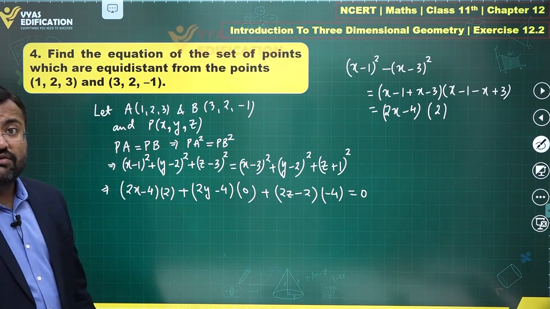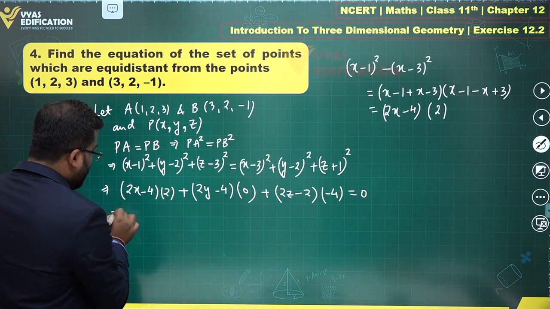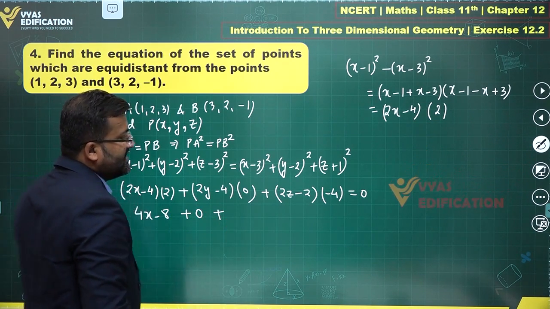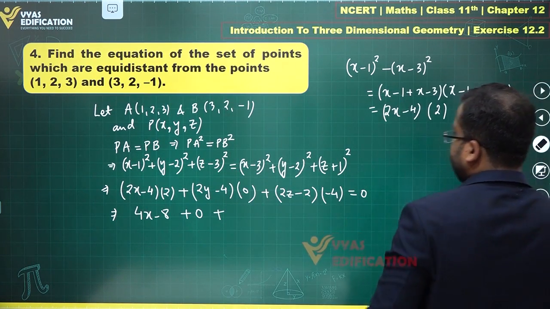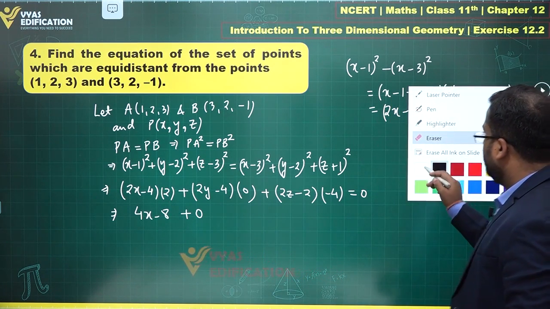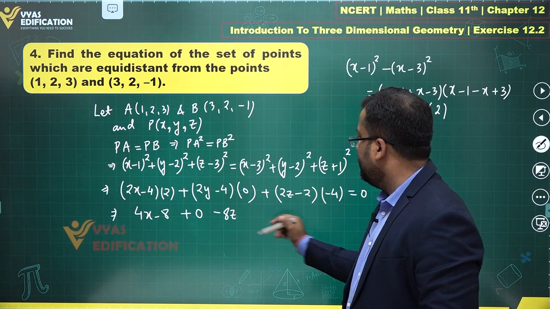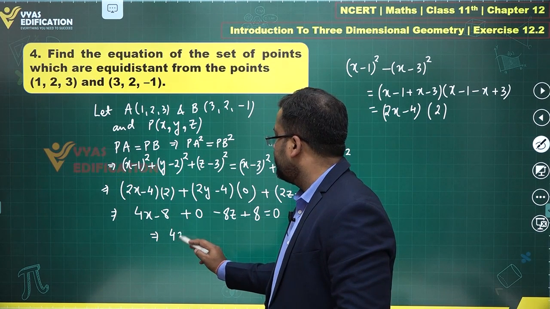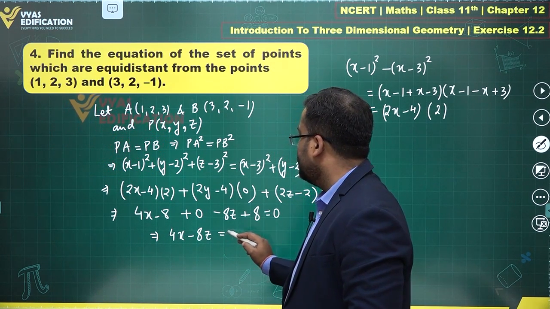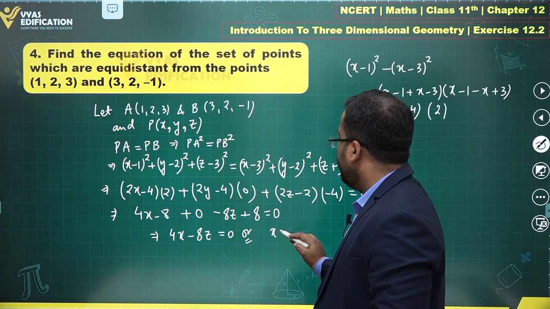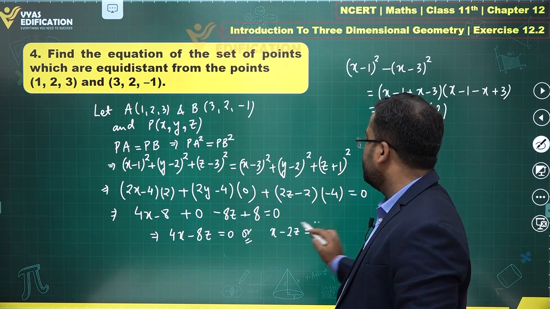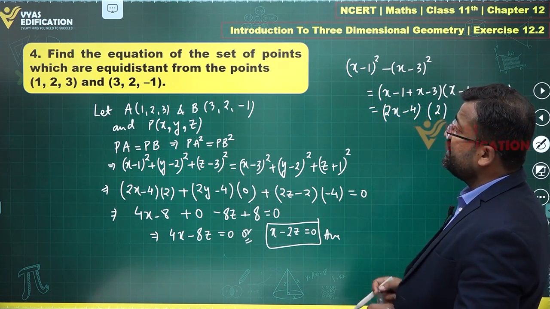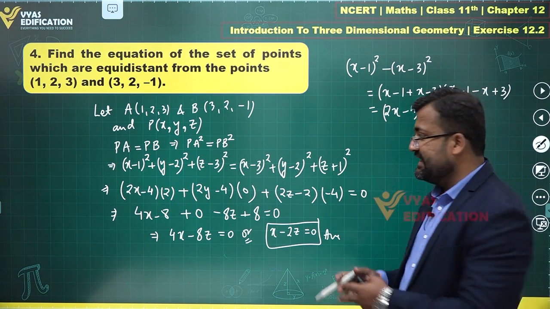That's what you get. So a square minus b square can be written as a plus b, a minus b. This becomes a 0. This is 4x minus 8. This is plus 0. Minus 4 times 2 minus 8z, and minus 4 minus 2 becomes plus 8. This is equal to 0. So what does this become? This becomes 4x minus 8z equals 0, or x minus 2z equals 0. That's the final answer for this equation of the set of points which are equidistant from the points.